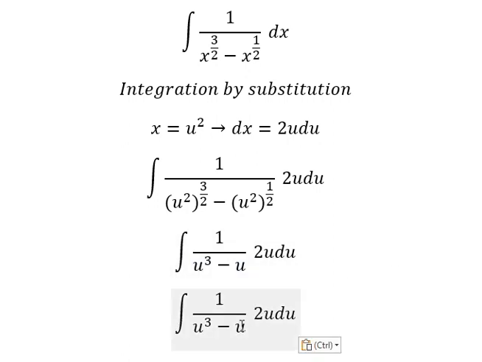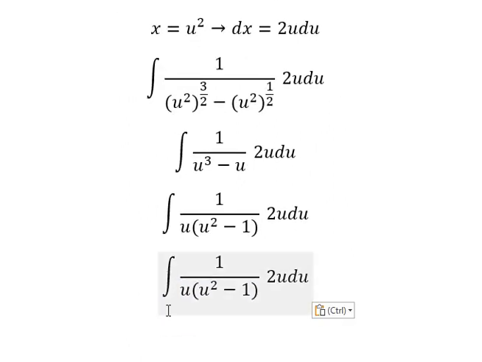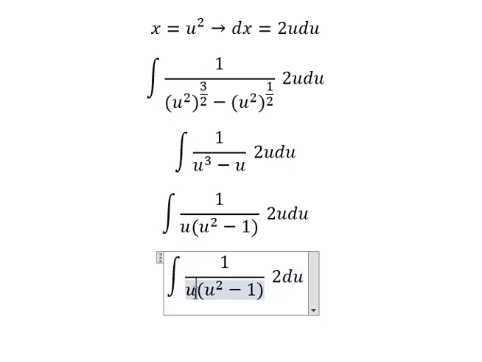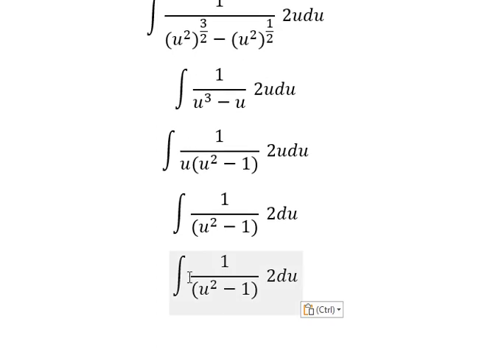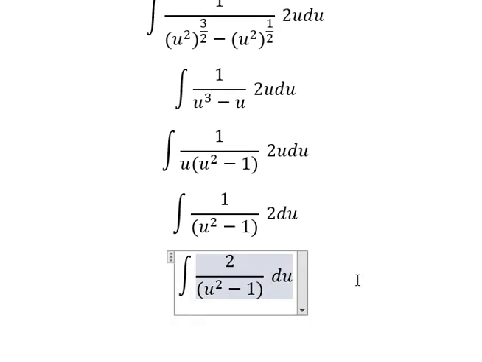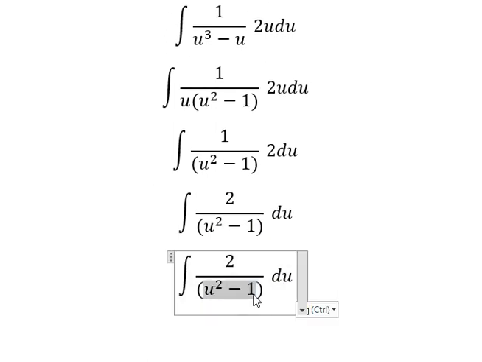Next, we can do factorization by u. Next, we simplify u and u on the numerator and denominator. So I will put number 2 going here. Next, u squared minus 1.